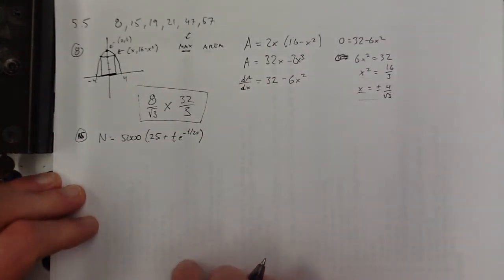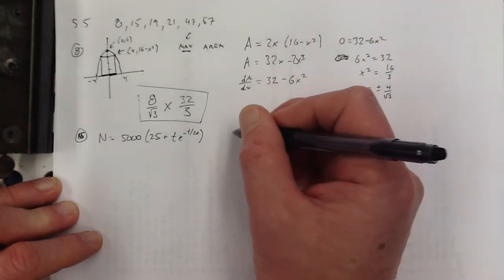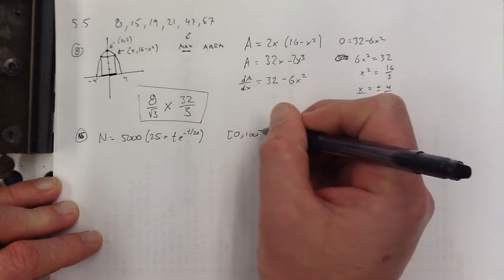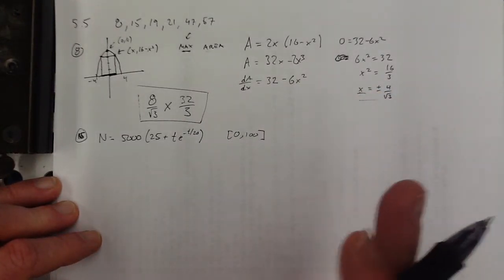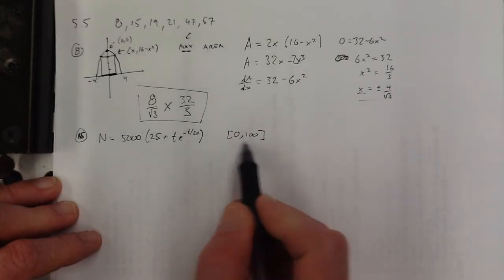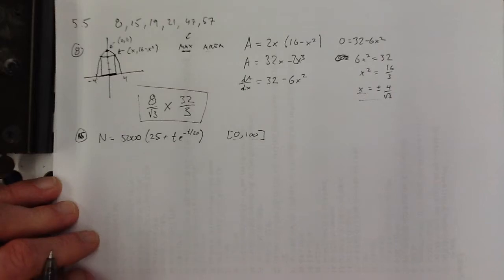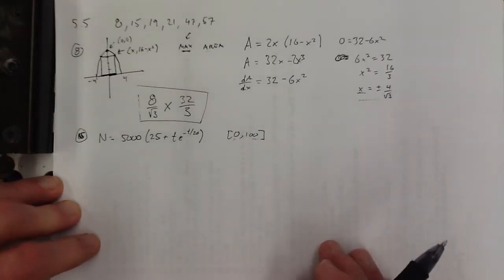Okay. Find the largest and smallest number of bacteria in the culture during the time interval from 0 to 100. That's the interval we're looking for. Now that's a closed interval, so don't forget from section like 5.3, 5.4, around that area, don't forget about maximums and minimums on closed intervals. We will have to check those endpoints.